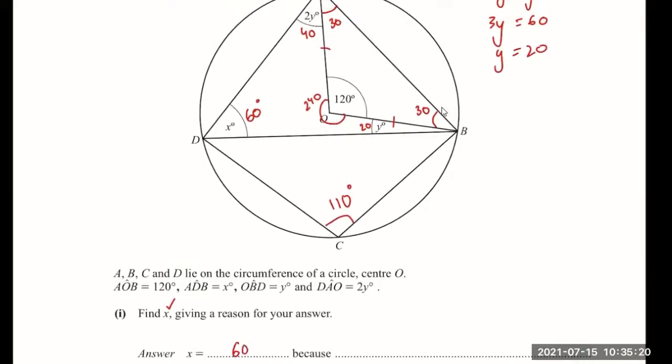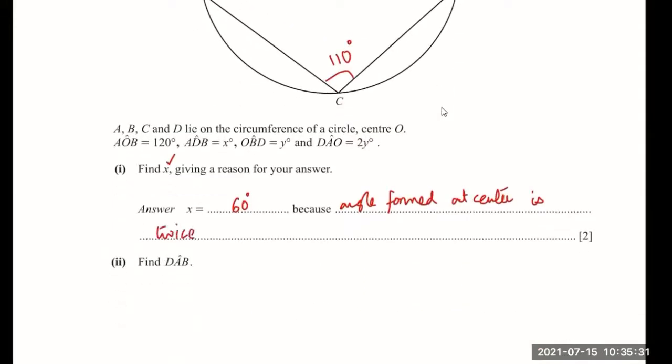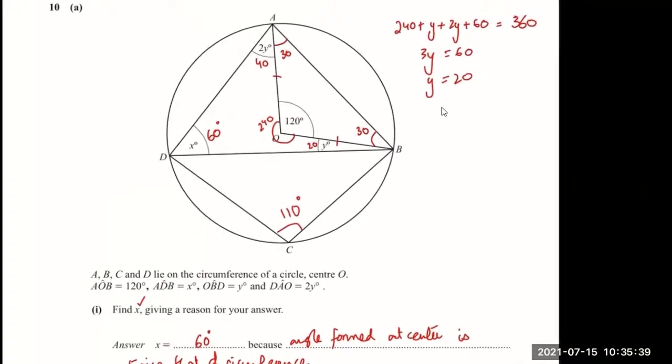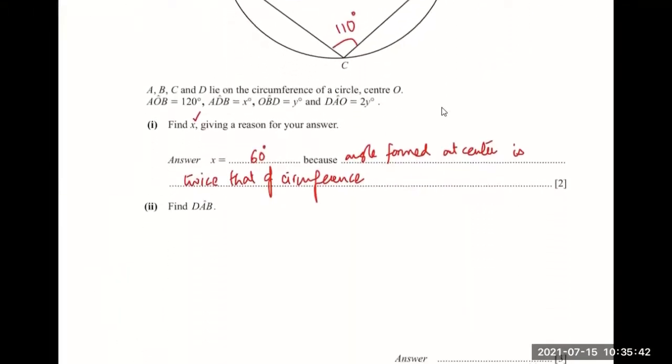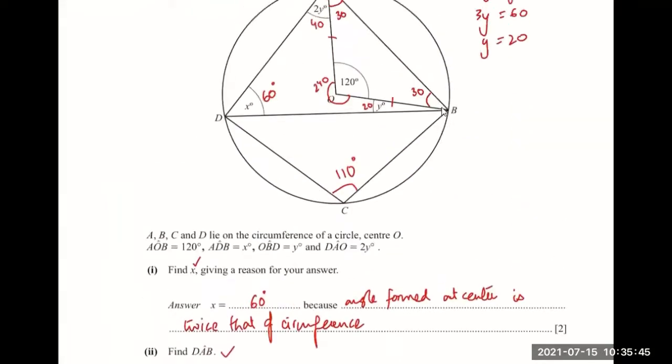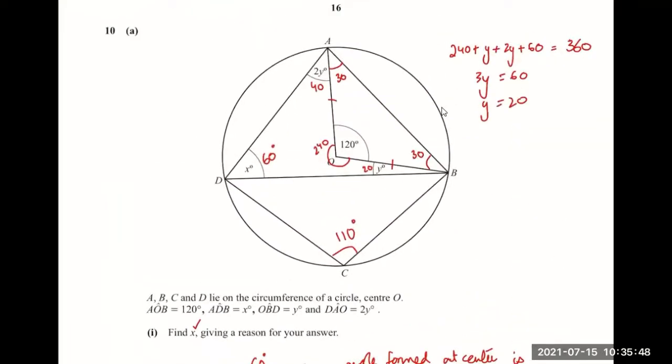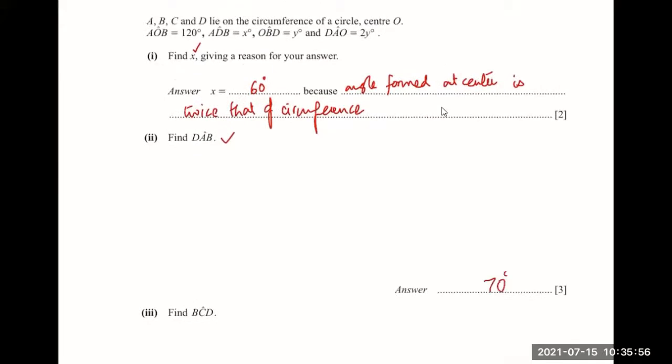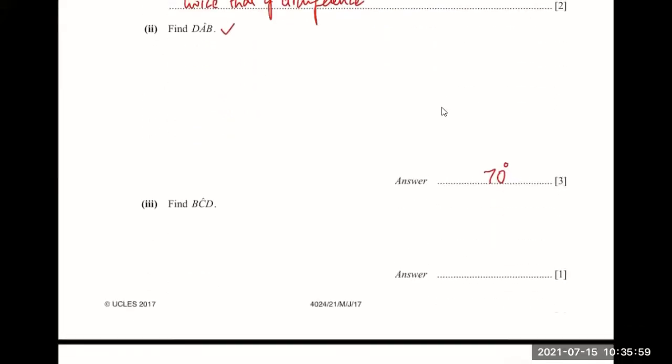So x is 60 degrees because the angle formed at the center is twice that of the circumference. Okay. Then it says find DAB. Let's see if I have already found DAB. Where is DAB? We've already found that. I know that this is 70. I'm just going to go on and write 70 because I've already spent time calculating it.